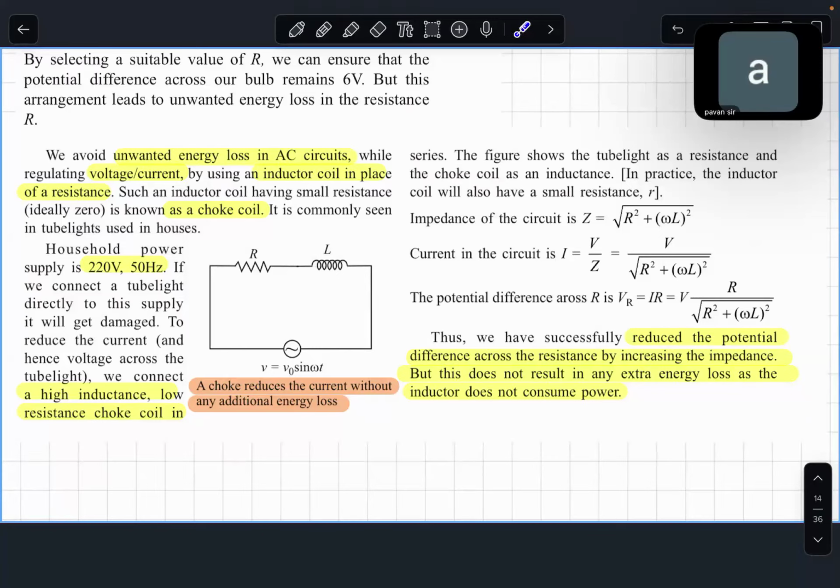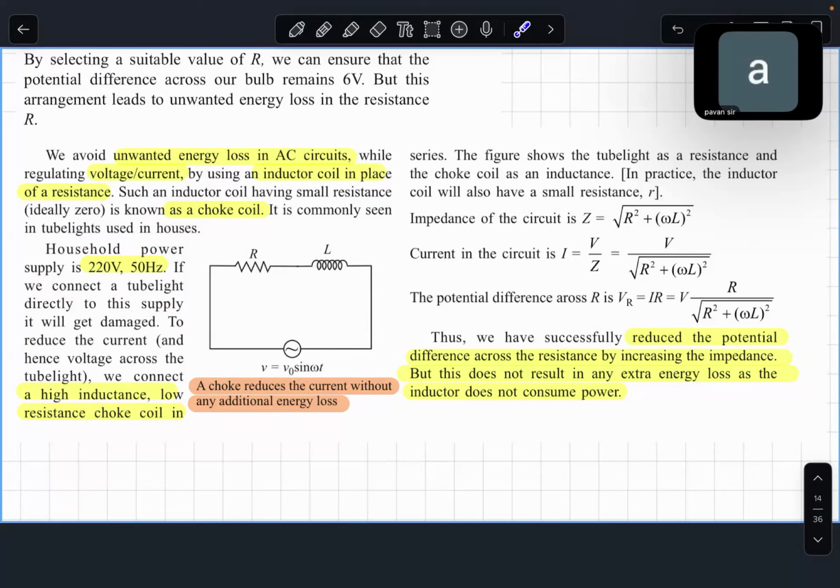Almost LEDs are available in the market. Right. Household power supply is 220 volts, 50 hertz. If we connect a tube light directly to this supply, it will get damaged. To reduce the current and enhance the voltage across the tube light, we connect a high inductance, higher value of L, low resistance choke coil in series.